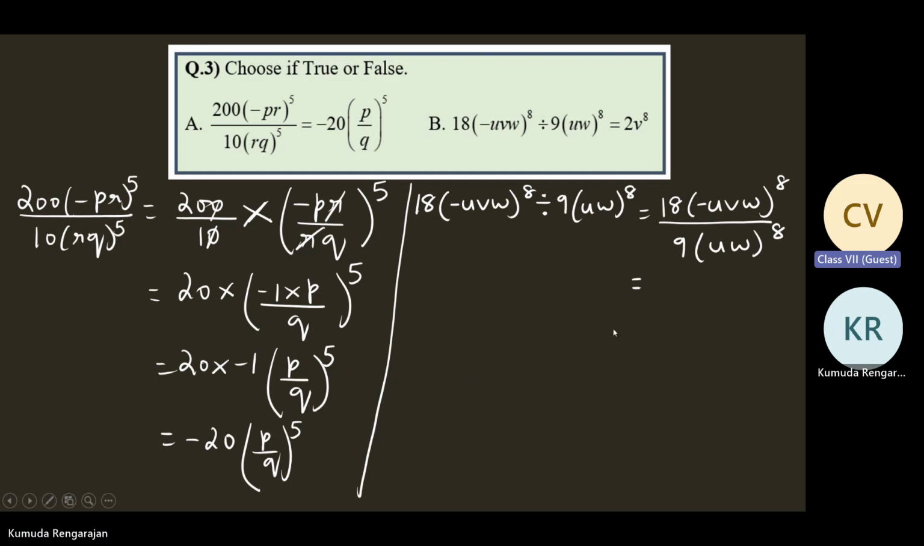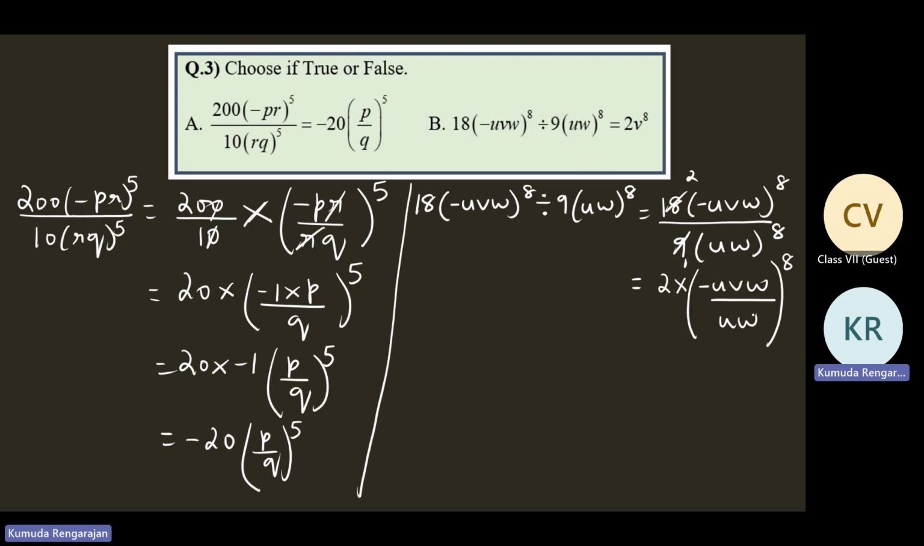9 and 18 will get cancelled. Correct. U and U. Now this will become 2, right? Now both are raised to the power 8. So how can you write it? Bracket minus U V W by U W, whole raised to the power 8. Very good. Now what will get cancelled in the bracket? W and W, U and U. Very good.